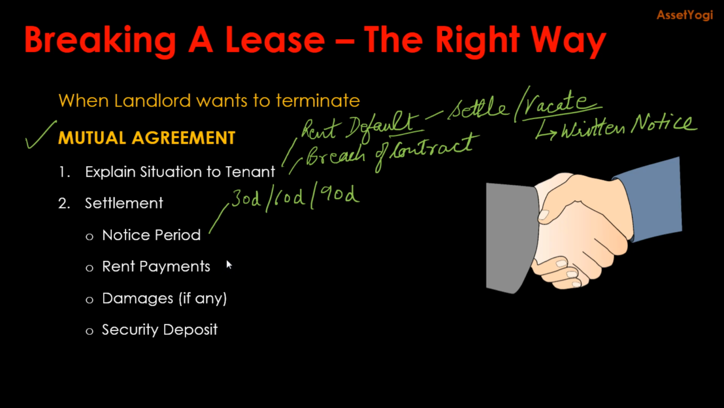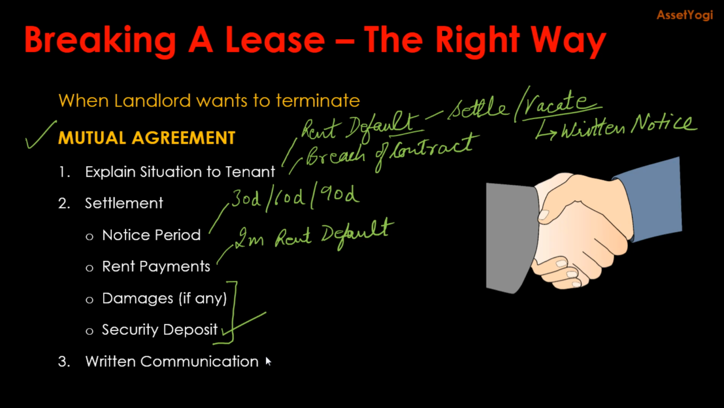And if the tenant has defaulted on rent payment, if he has not paid for 2 months, then you can definitely ask to vacate the property immediately. And if the tenant has damaged the property, then you can definitely adjust it against the security deposit. Then after your oral discussion with the tenant, you should have clear communication in the form of an email or a written letter. Again, you should not leave it to the oral discussion only. Generally, most of the time, the lease can be easily terminated by mutual agreement.